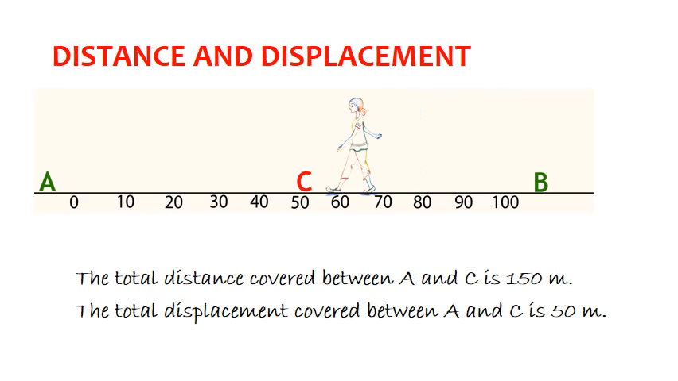But if you see the displacement, then the change in direction will come into play, such as the motion between A to B and motion between B to C are oppositely parallel to each other. So here we need to subtract the larger value with the smaller value to obtain the total displacement between A and C, that is 50 meter.